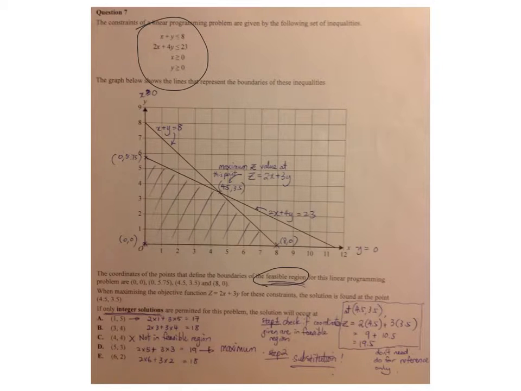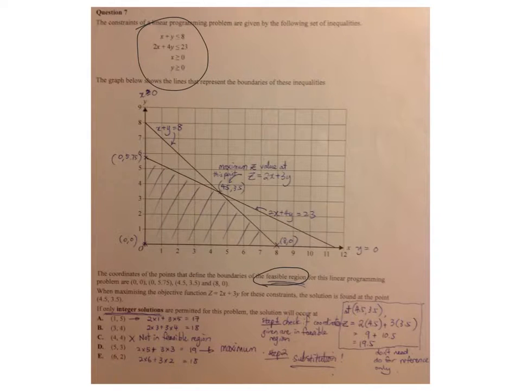What I've done is I've labeled the coordinates properly. Those of you who are not super confident with identifying coordinates on a graph, you can use this opportunity to practice identification of the points, okay? Now, then the question says, when maximizing the objective function z equals 2x plus 3y for these constraints, the solution is found at the point (4.5, 3.5).